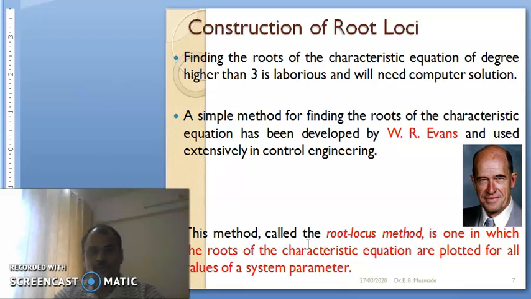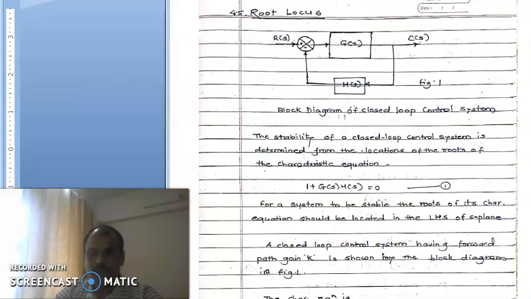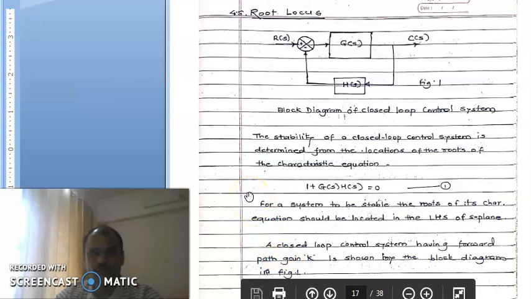So the scientist W.R. Evans developed a simple method for finding the roots of the characteristic equation. He proposed the theory, which came to be known as the root locus technique. So we are going to understand the procedure proposed by the scientist Evans. To understand this root locus technique, I would like to explain with the help of these notes.